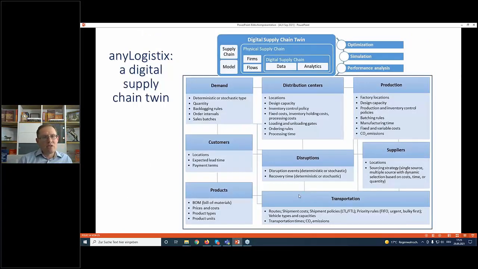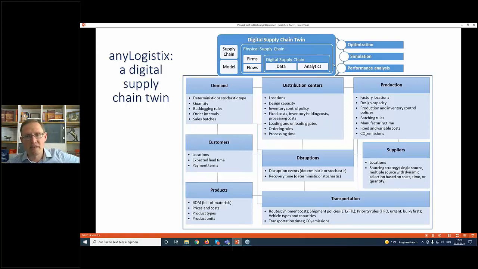In my opinion, anyLogistix is a digital supply chain tool. With the help of anyLogistix, you can describe the whole supply chain. You can describe the downstream part: demand, customers, distribution centers. You can also describe your own manufacturing, and you describe the upstream supplies and associated logistics. This is something where we can describe our whole supply chain. And with that, anyLogistix is a kind of supply chain model in a digital space.